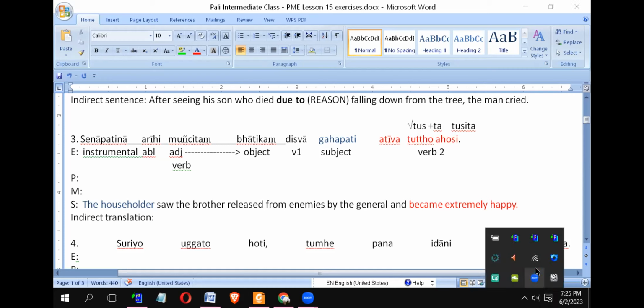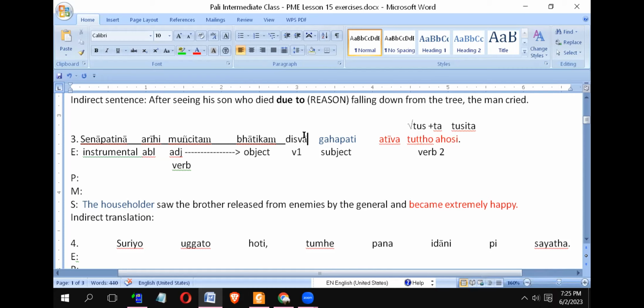Okay, is the line still on? Okay. So this one means so.